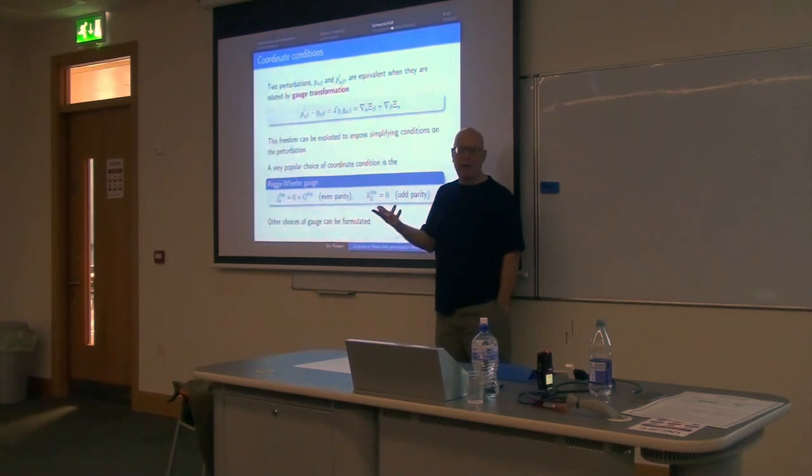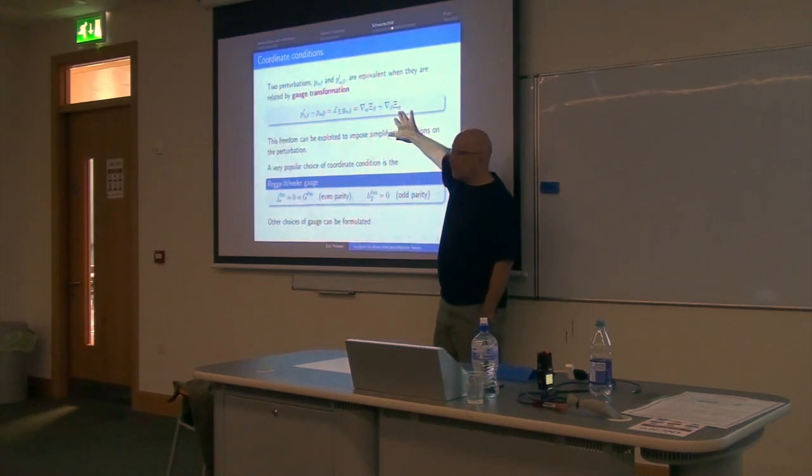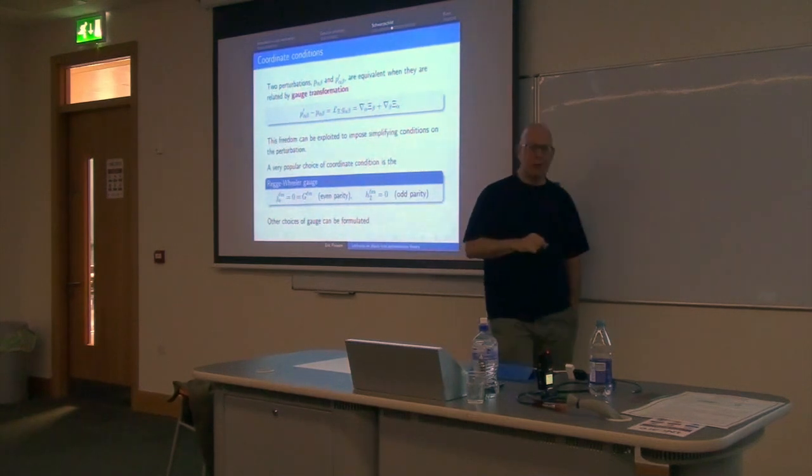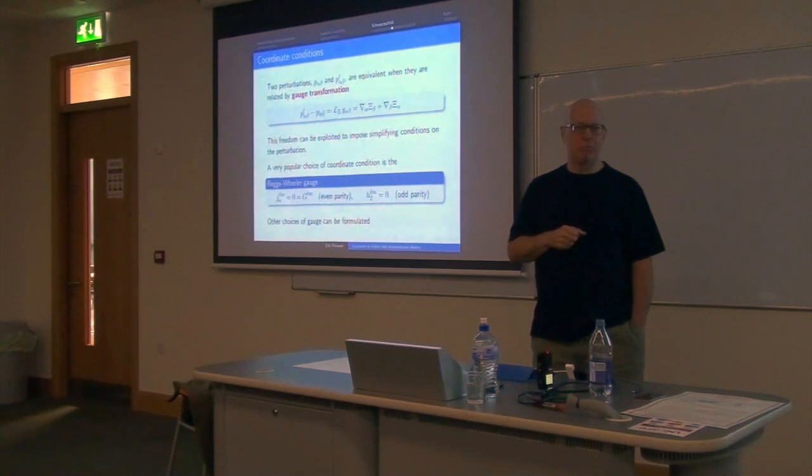Sometimes you find that you wish to impose a gauge, and you find that there's no vector field that allows you to impose that gauge, so that doesn't work. Or sometimes you find that the gauge vector here is not uniquely determined. But in this case, it's all unique, and the gauge fixing is complete.